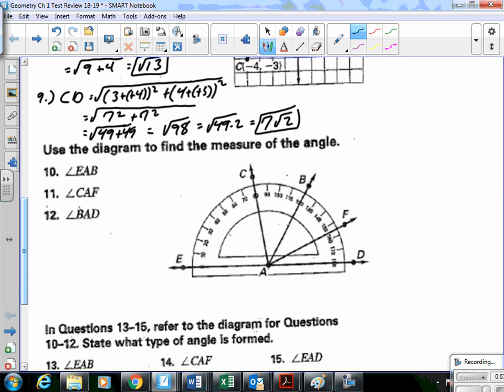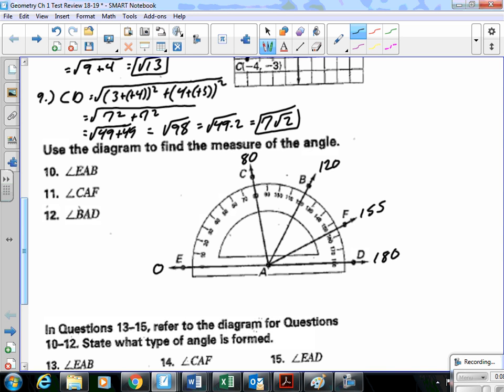All right, using the diagram, find the measure of each angle. So if we look at where each one of these rays ends up, ray AE ends up at 0, AC ends up at 80, AB is at 120, AF is between 150 and 160, so we're going to estimate 155, and D is at 180.